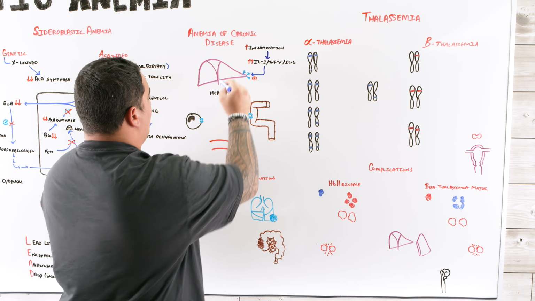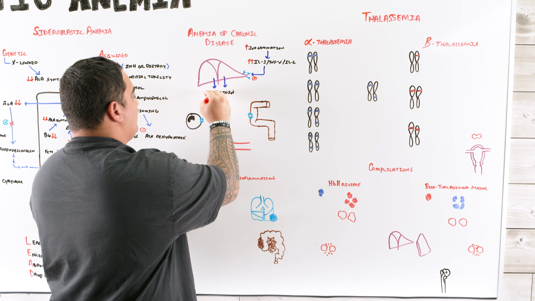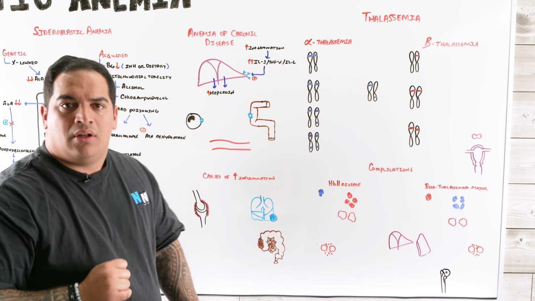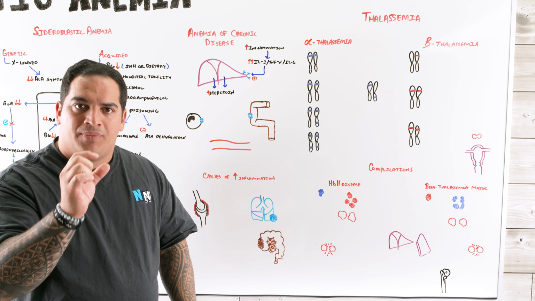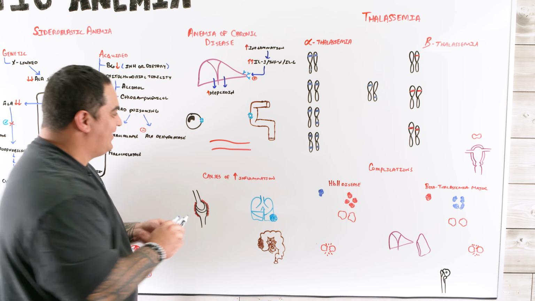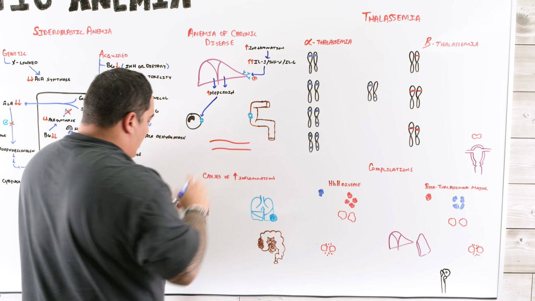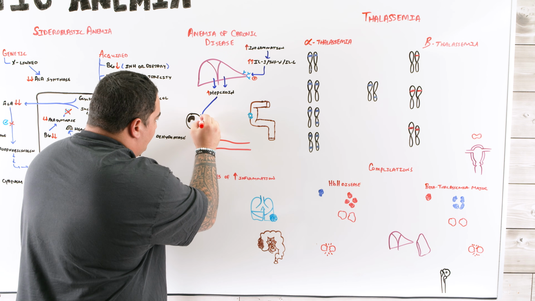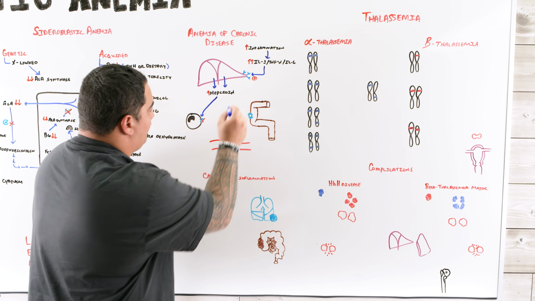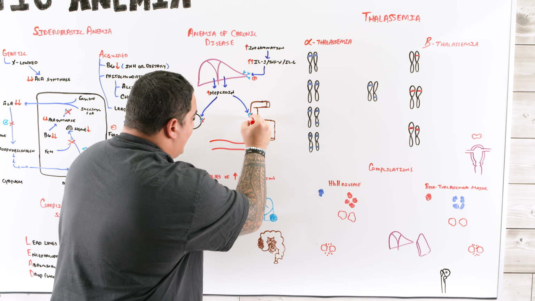And this hepcidin, whenever it's released in these higher amounts, what it does is it goes and tells the macrophages. There's a protein on the macrophages and it's called ferroportin because it's very important. I know that was pretty corny, but whatever. Hepcidin goes to this channel and it shuts that ferroportin channel down on the macrophages. And it goes to the ferroportin channel that's present on the enterocytes and it shuts that channel down.